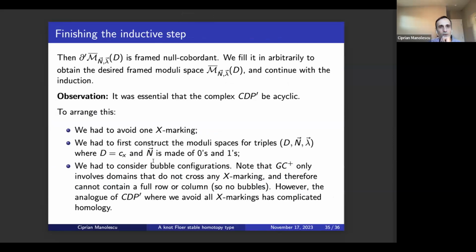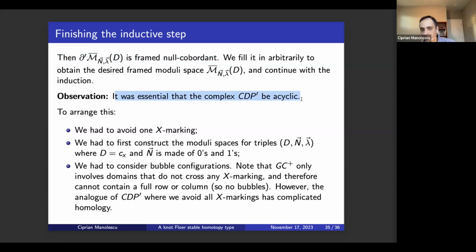Okay, so just finishing the inductive step, if we adjust the definition of the moduli spaces, we get that the smoothed boundary is framed null cobordant. We fill it in arbitrarily, and we get the next framed moduli space, and we continue with the induction. And the important thing is that the complex CDP prime is acyclic.